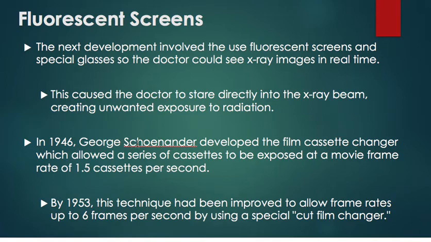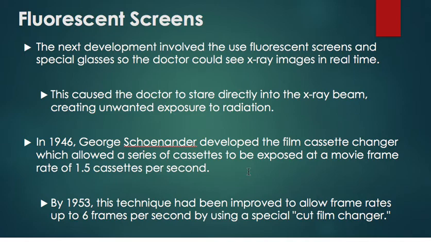But in 1946, George Schoenander, I do not know if I pronounced that right, I'm sorry, he developed the film cassette changer, which allowed a series of cassettes to be exposed at a movie frame rate of 1.5 cassettes per second. Prior to the film cassette changer, you could take one exposure, and it was only as fast as the person coming out to change the cassette. You'd take an exposure, then run out in the room and put a new cassette in, and take another one. There's going to be a good 10 seconds in between images, because that's as fast as you could get out there and change out the cassette.